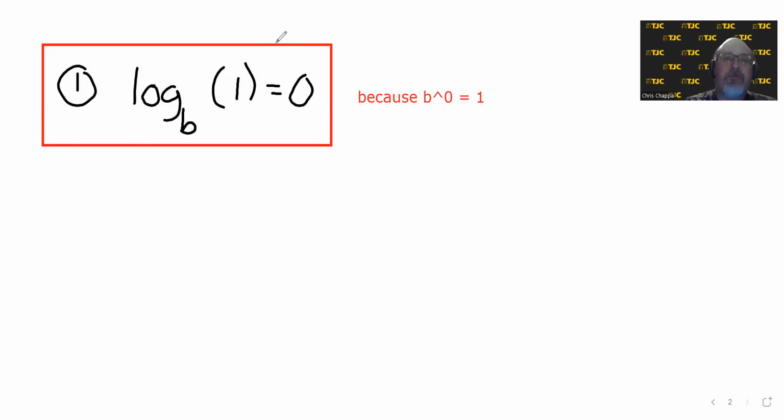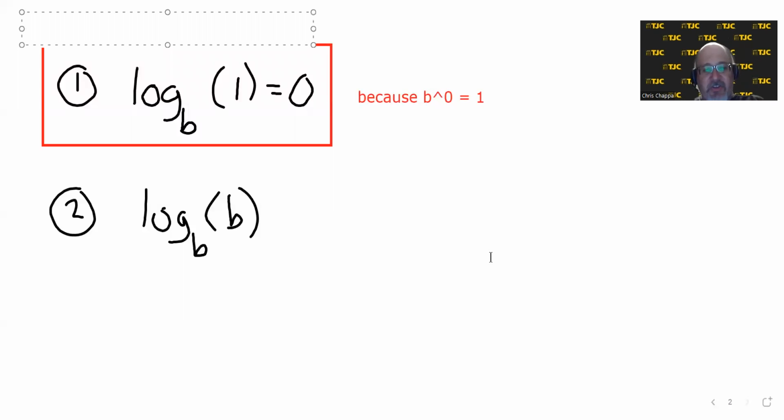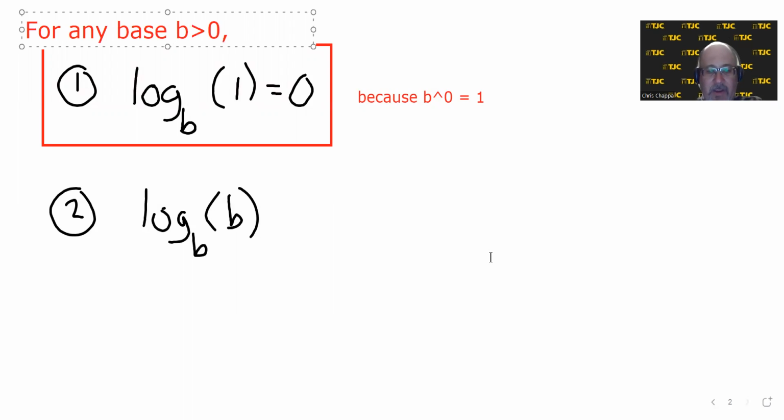How about this one? What happens if we take log base b of b? And by the way, for all of these, I should mention that all of these have a valid base. So we're going to preface this by saying, for any base b greater than 0 and b not equal to 1. I have to go grab a not equal sign from Microsoft Word. Give me 1 second here. Okay. All right. So for any base b greater than 0, b is not equal to 1.